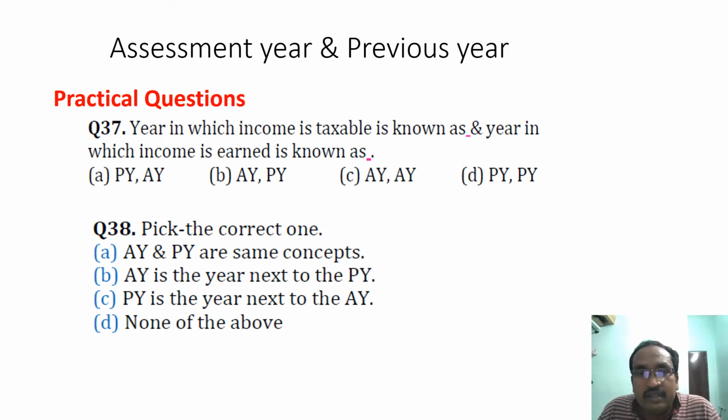Now we will understand this concept with some more questions. In this question: the year in which income is taxable is known as, and the year in which income is earned is known as. The year in which income is taxable is known as assessment year, and the year in which income is earned is called the previous year. In this one, A is wrong, B is correct: assessment year and previous year. C is wrong because it says assessment year and assessment year. D is wrong because it says previous year and previous year. In this question, the answer is B.